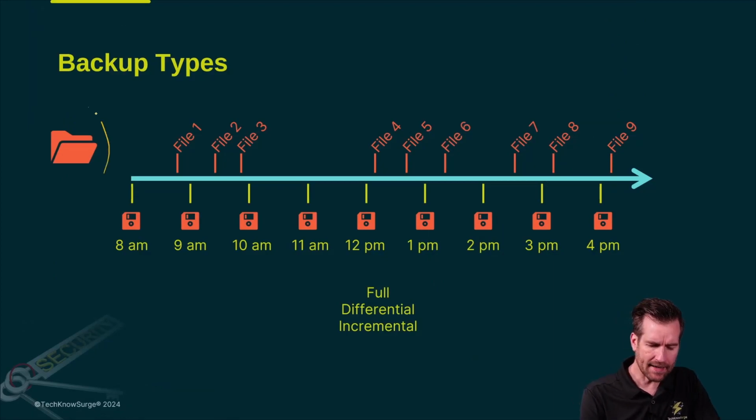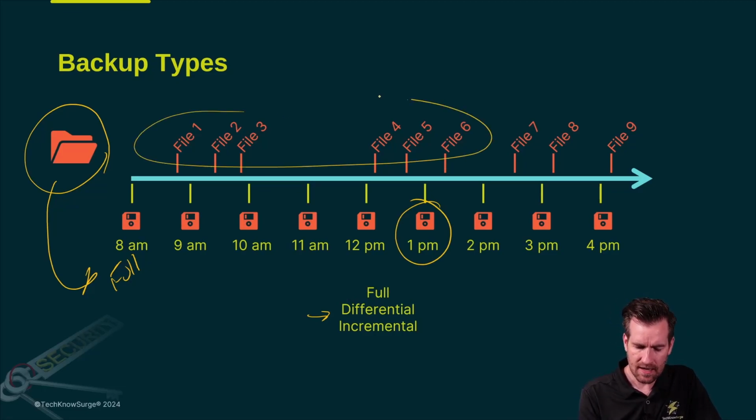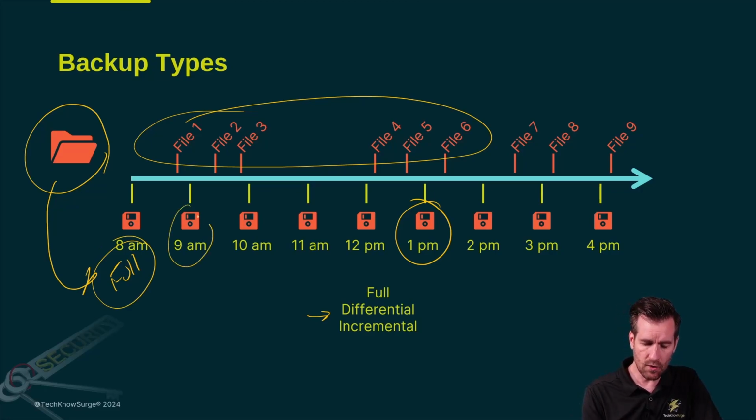A full backup would back up the whole folder. So let's say we did a full backup at the beginning of the day, it would back up the whole folder. The differential, let's say if we did a differential at 1 p.m., would back up all of the changes that have happened since that last full backup, even if you are doing differentials on an hourly basis.